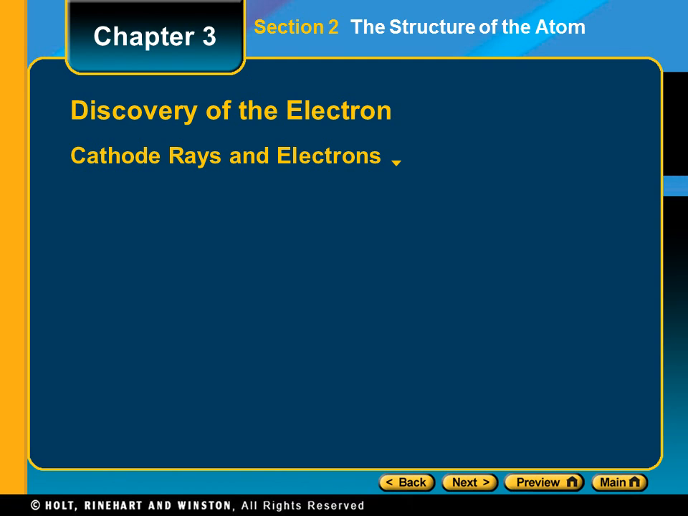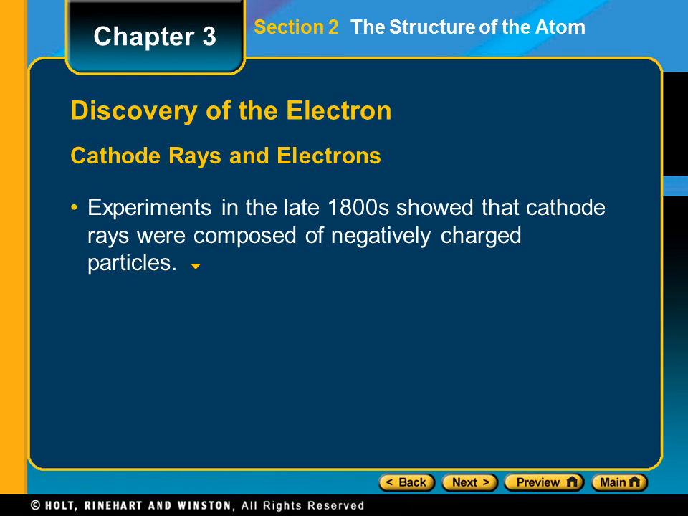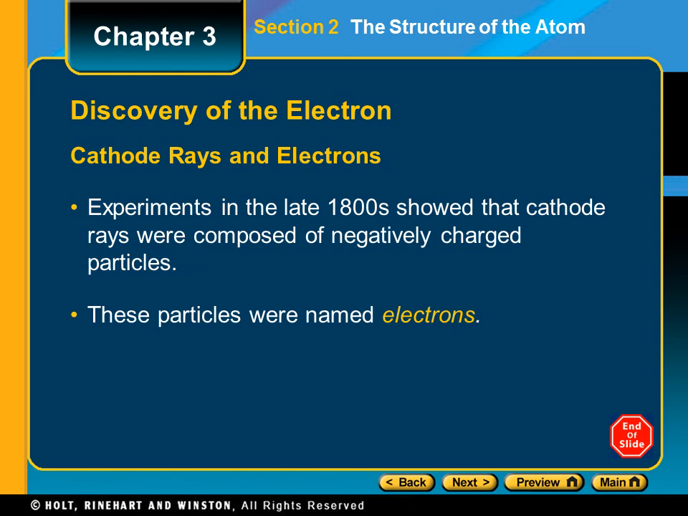Now, how was the electron discovered if it was so small? It was discovered through experiments using cathode rays in the late 1800s. Rays that came out of cathodes were composed of negatively charged particles. That's how the electron was discovered, because all of a sudden we're recognizing that there is something connected to this matter that has a negative charge to it. And those particles were named electrons.